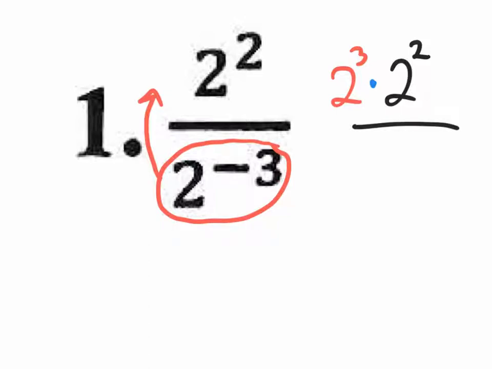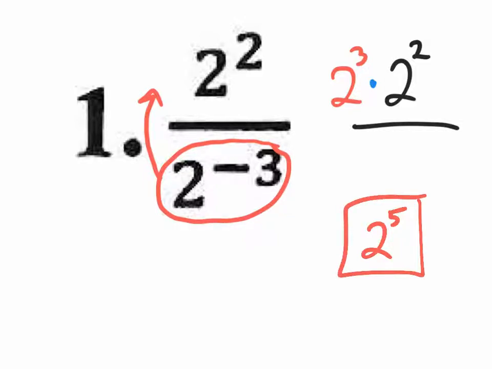So on the numerator, I really have 2 to the 3rd times 2 to the 2nd. And rule 1 says that when you're multiplying 2 terms with the same base, we take those exponents and just add them together, okay? So our answer is going to be 2 to the 5th over 1. But you don't need the over 1, so that's your answer, 2 to the 5th.